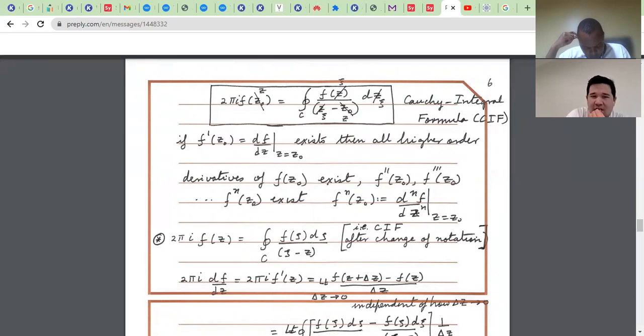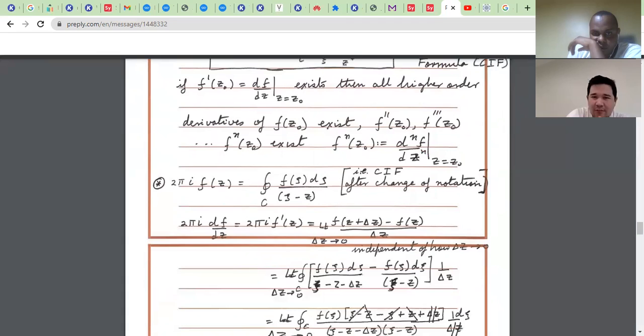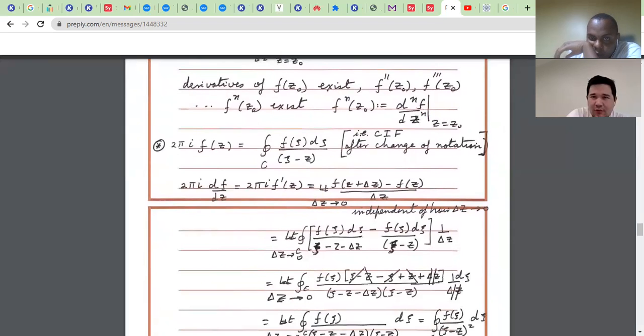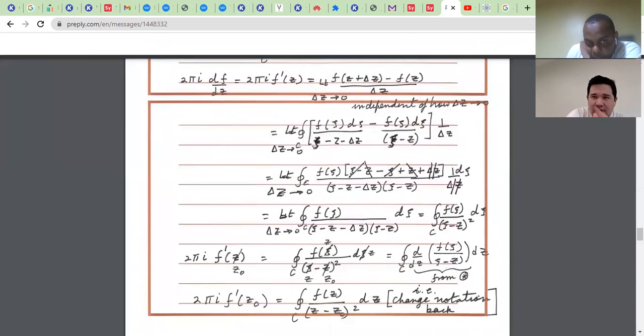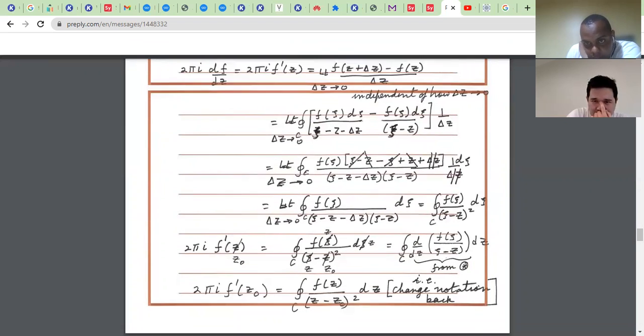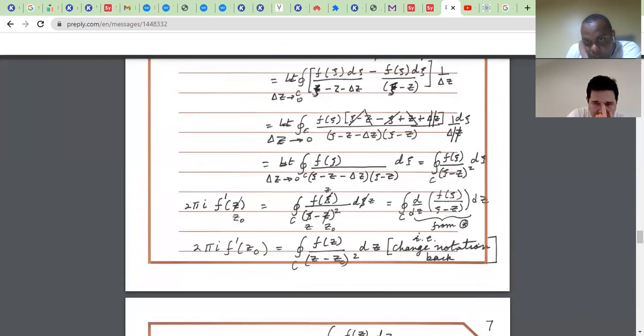2 pi I. Look at here. He is using the first principle of differentiation: f of z plus delta z minus f of z. I mean, he is using this rule because it's a derivative. It means that we can also use the rules of power here in integration. He must be trying to prove something. He's trying to prove something.